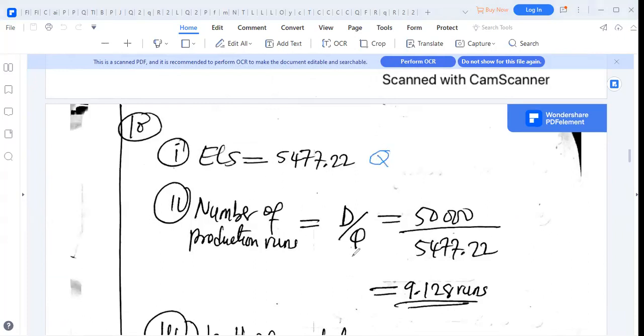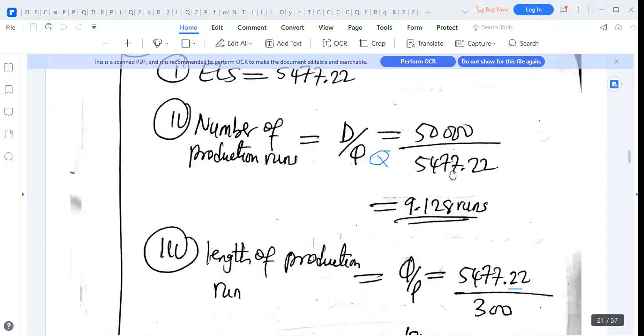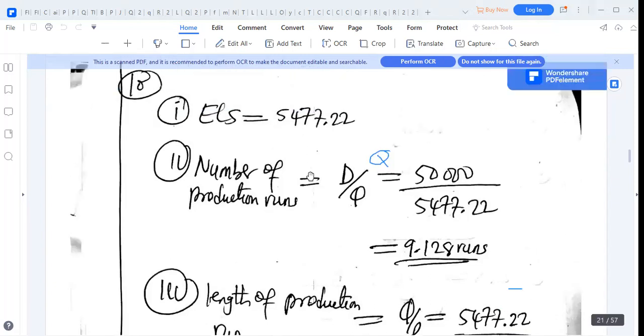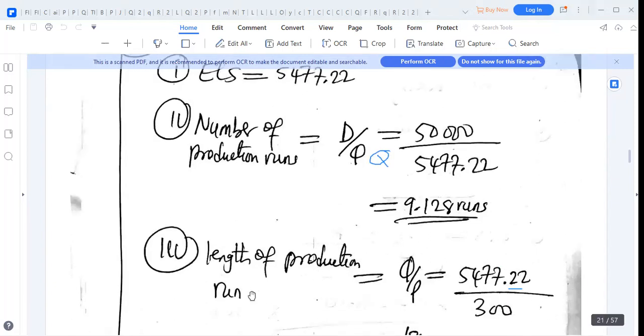So the number of production runs is D over Q, 50,000 divided by that, which gives 9.128 runs. And then getting down to the other one, which is the length of production run. Okay, the number of production runs, we've got that in that one. Length of production run is the time taken to produce a batch.